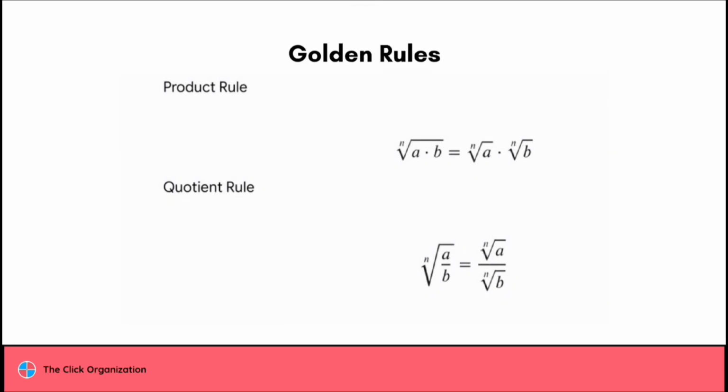Golden rules. When it comes to simplifying radicals, there are two golden rules you must keep in your back pocket: the product rule and the quotient rule. The product rule tells us that if two numbers are multiplying inside a radical, you can split them up into two separate radicals, or lock them together if they are separate. The quotient rule does the exact same thing for division. If you have a radical over an entire fraction, you can split it into a separate radical for the top numerator and the bottom denominator to make simplifying much easier.